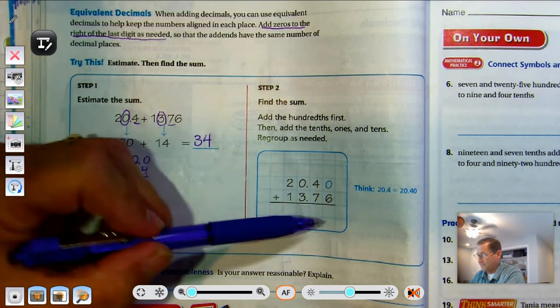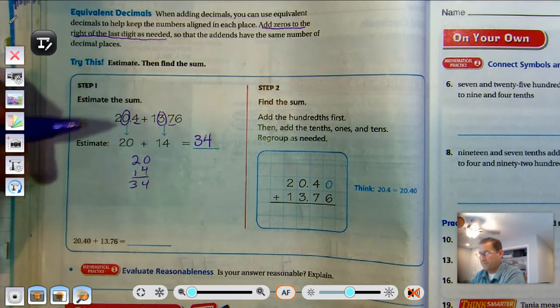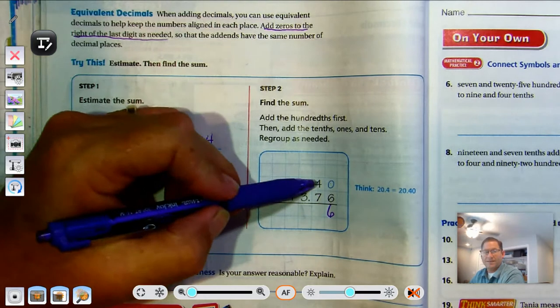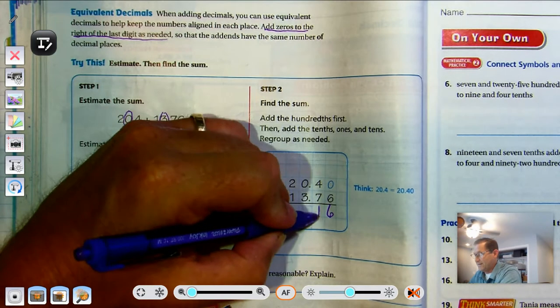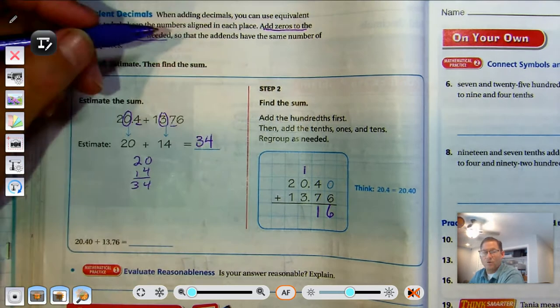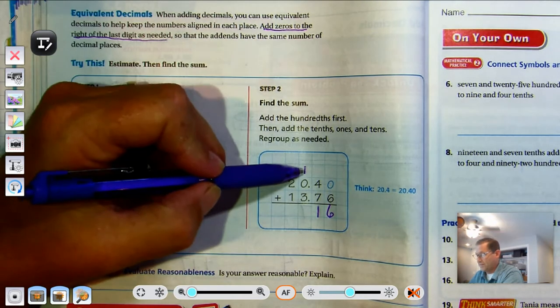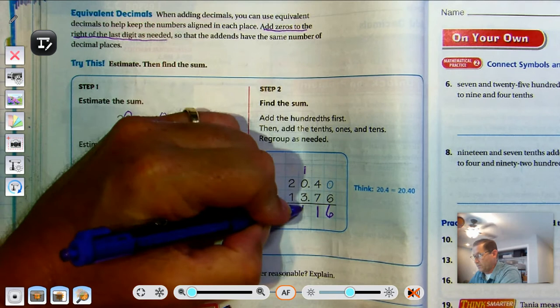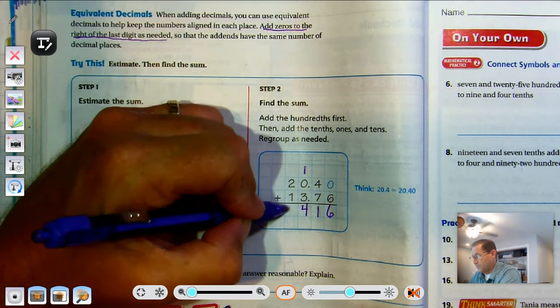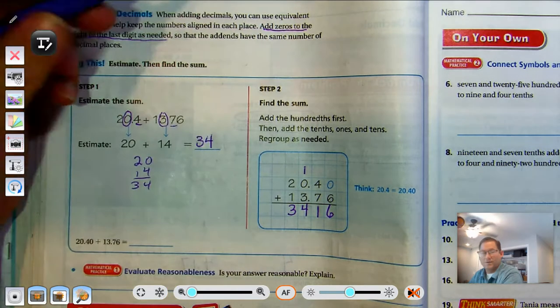Again, start with the hundredths. 6 and no hundredths, 6. 7 tenths and 4 tenths is 11 tenths. We'll have to regroup that as 1 one and 1 tenth. Add the ones. 3 and the 1 regrouped 1 is 4. And 2 tenths plus 1 tenth is 3 tenths.